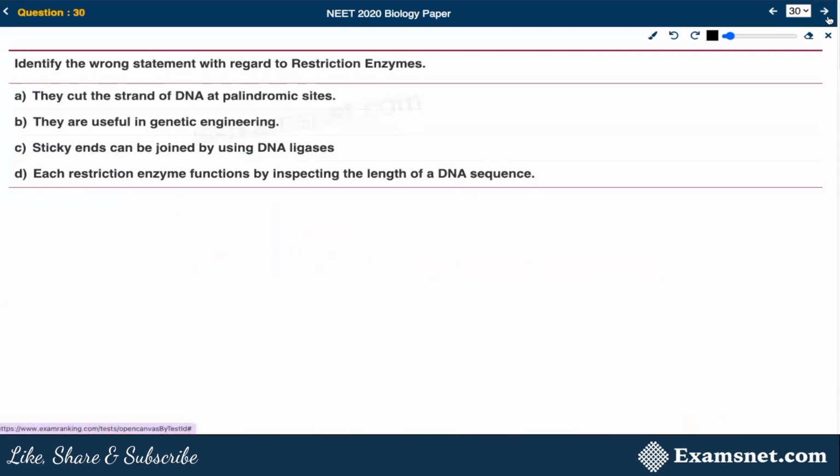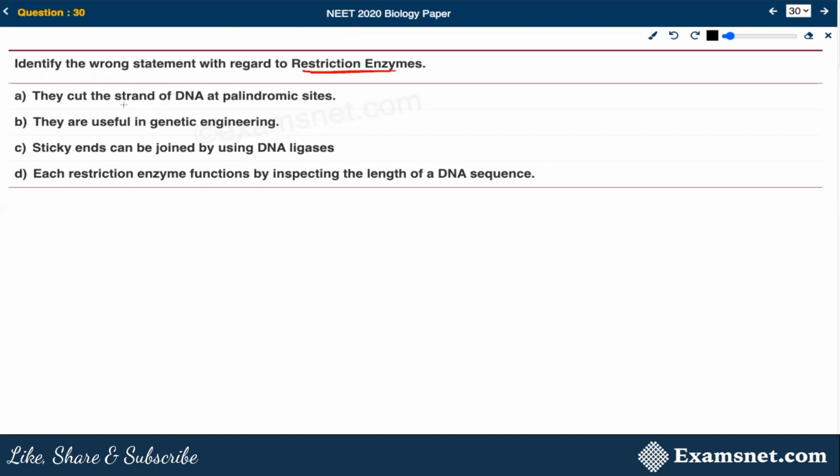Now let's move on to the next question, which is question number 30. Question number 30 says that you have to identify the wrong statement with regard to restriction enzymes. All right. So let me tell you about restriction enzymes. Restriction enzymes are enzymes which cut the DNA at specific locations. They can be either endonucleases or exonucleases. So there are basically 2 categories, all right?